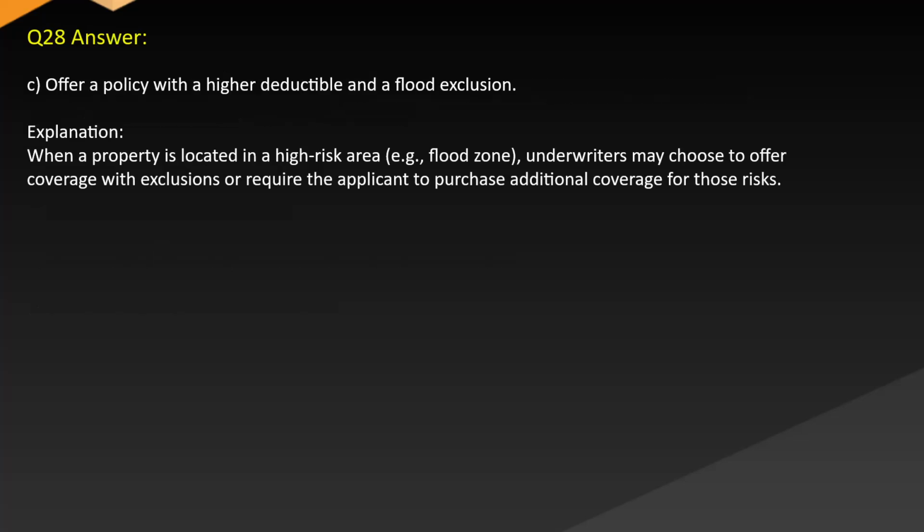Answer: C. Offer a policy with a higher deductible and a flood exclusion. Explanation: when a property is located in a high-risk area, e.g., flood zone, underwriters may choose to offer coverage with exclusions or require the applicant to purchase additional coverage for those risks.